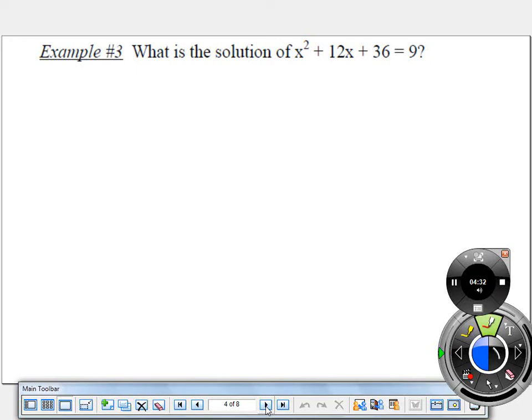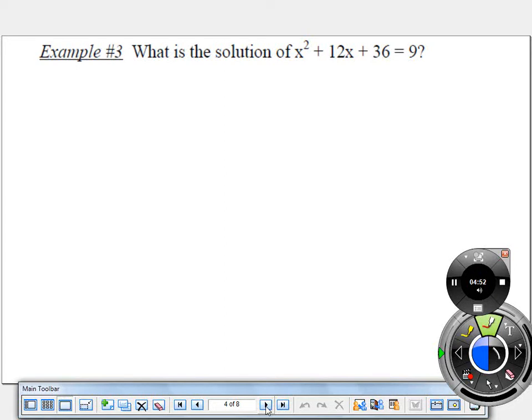So I'm not saying that what I'm about to do is the only way to solve it. I'm just saying if I wanted to solve this in a similar way that we just solved the last problem, what I want to do is create a perfect square. So notice x squared plus 12x plus 36. That's a perfect square, right?